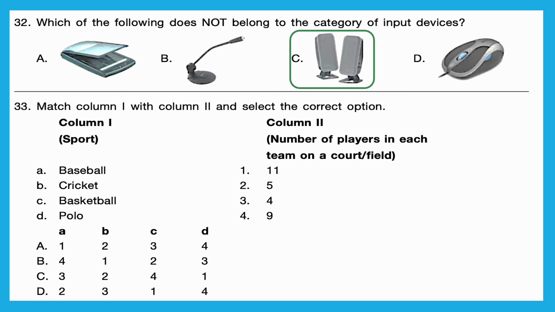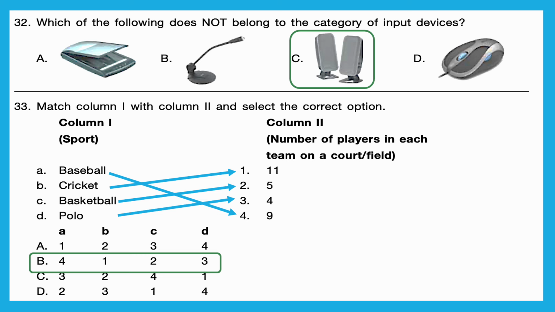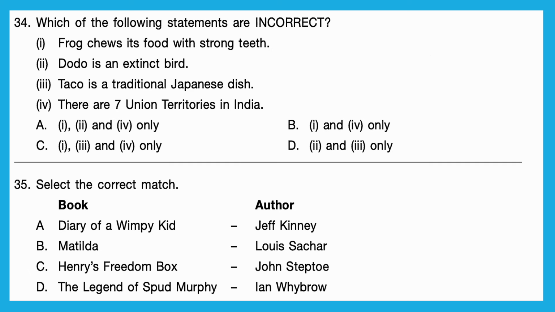Question 33. Match column 1 with column 2 and select the correct option. Column 1 has games and column 2 has number of players in each team on a court or field. A basketball, and it has 9 players in each team. So A matches 4. B cricket, it has 11 players in each team. B matches 1. C is basketball, it has 5 players in each team on a court. So C matches 2. D polo, it matches 3, which has 4 players in each team. So the right option here is option B, A4, B1, C2 and D3.